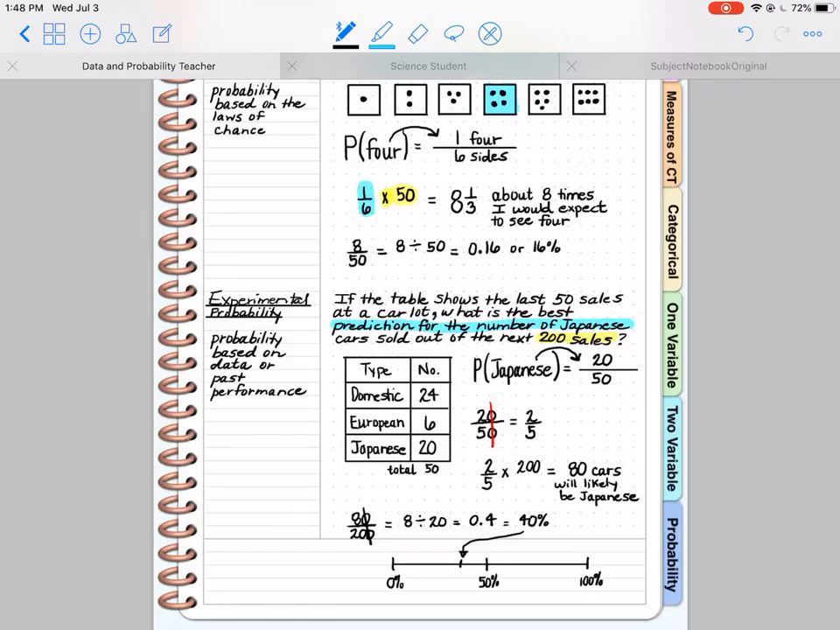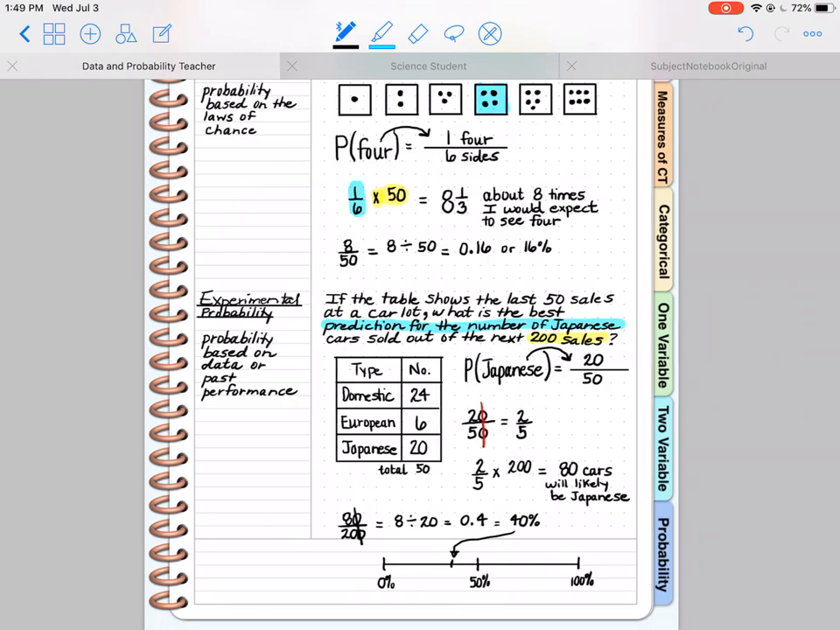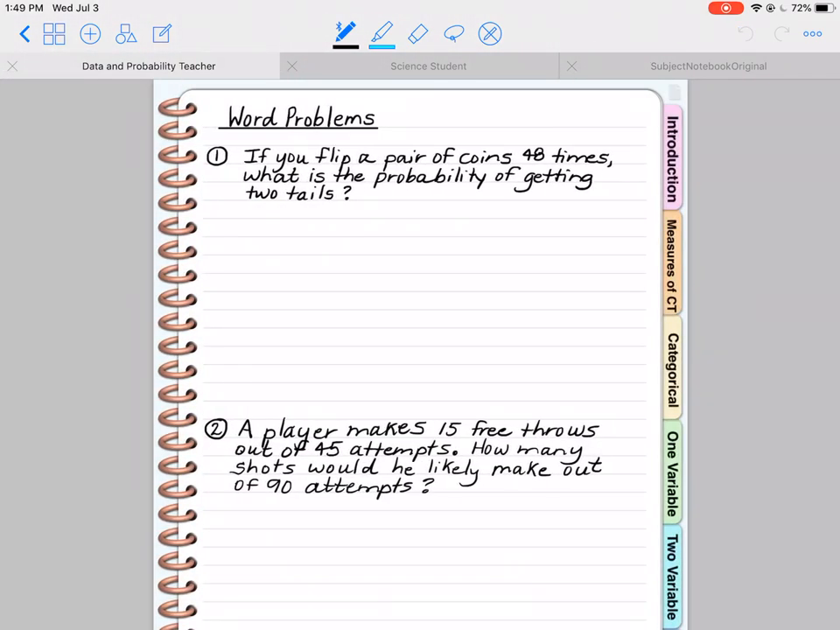Hello there and welcome back. I left my screen on experimental probability. That's the last problem we did. So if we turn the page, we are going to look at 2 word problems.